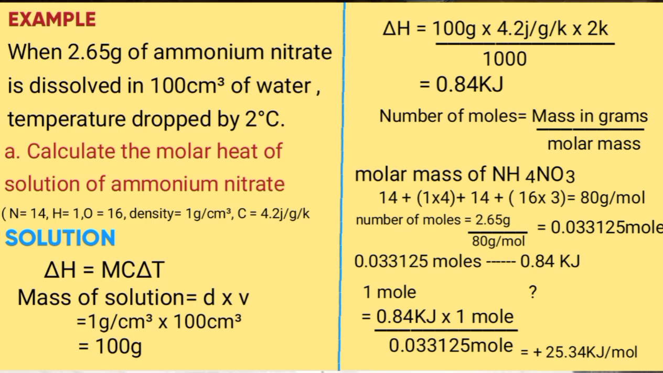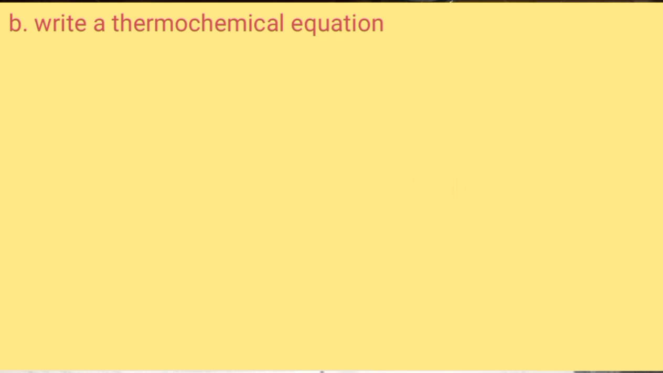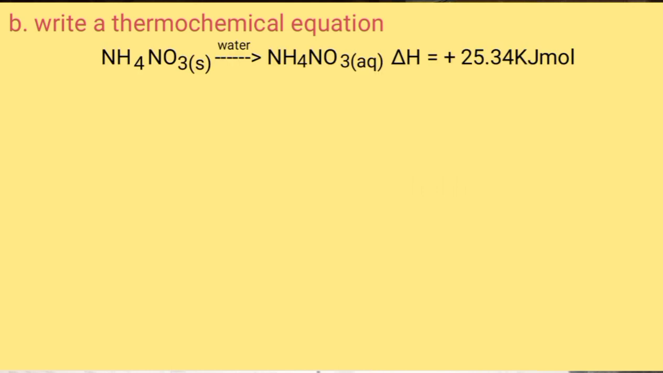Now, in other questions, you can be told to write a thermochemical equation. Now, this will mean you write a normal chemical equation and include the enthalpy change. In this case, you get ammonium nitrate solid goes to ammonium nitrate aqueous, delta H plus 25.4 kilojoule per mole.